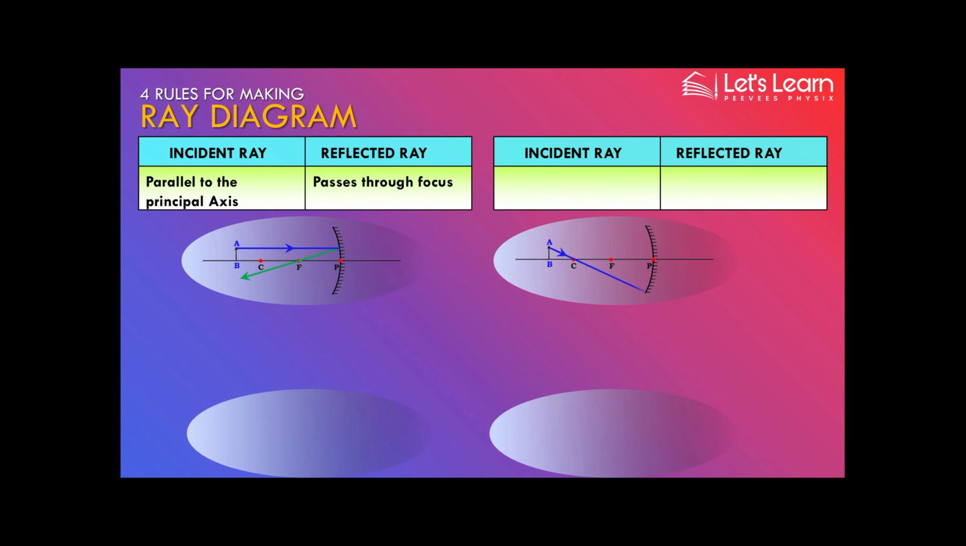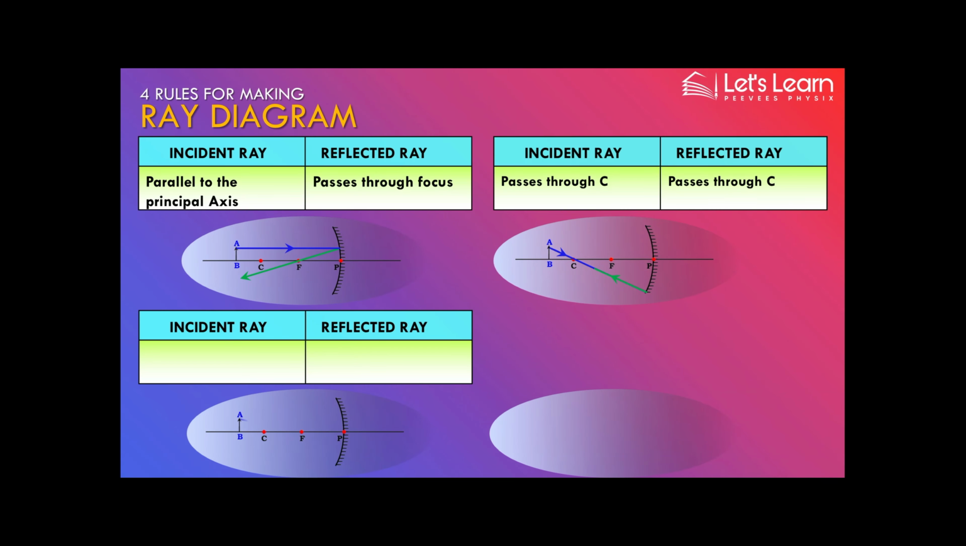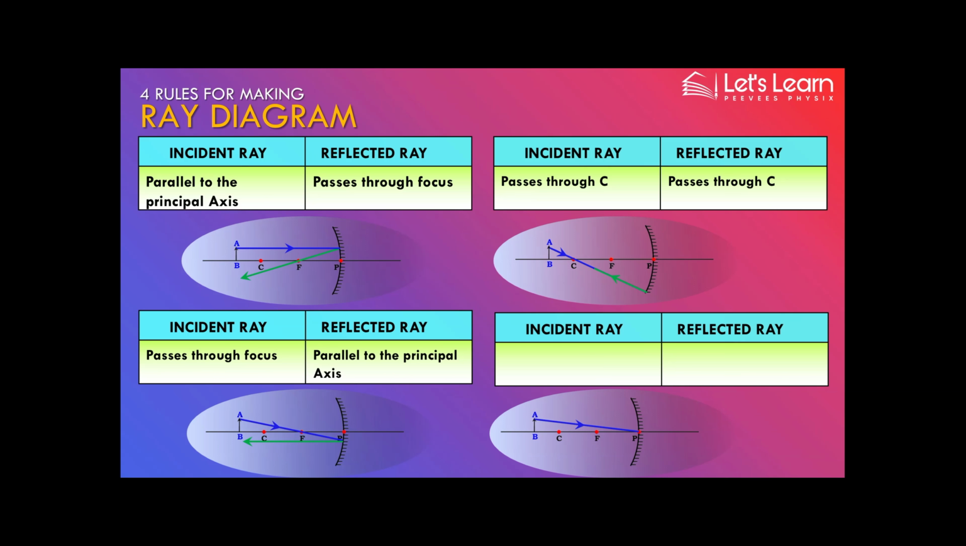Rule number 2, incident ray passes through the center of curvature of the mirror. After reflection, it bounces back through the same point C. Rule number 3, a ray that passes through the principal focus becomes parallel after reflection. And rule number 4, a ray that passes through the pole of the mirror bounces back keeping the angle of incidence the same as the angle of reflection with the principal axis.